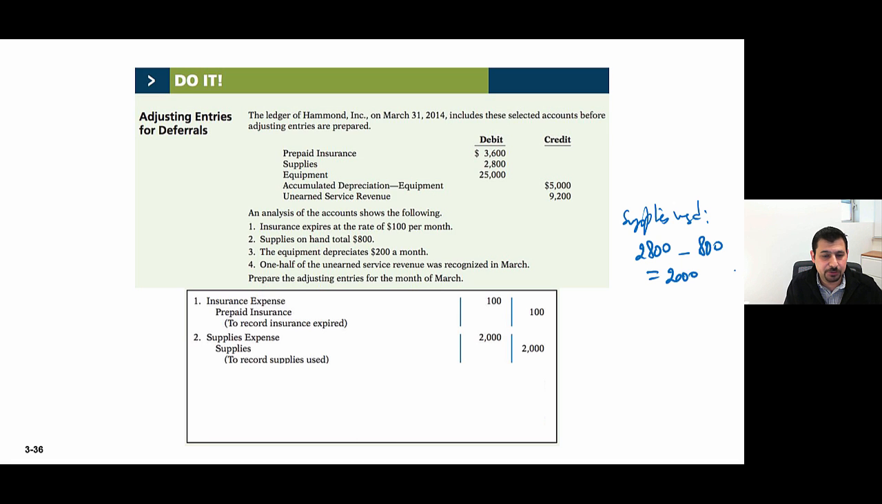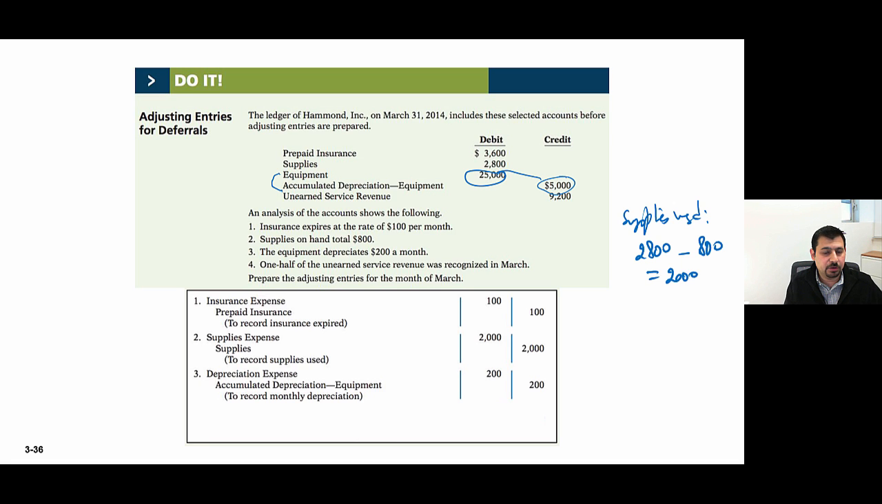The equipment depreciates $200 a month. So in this case, whenever we talk about depreciation, we debit depreciation expense, the amount of depreciation, and we credit accumulated depreciation for equipment. As you can see here, equipment and accumulated depreciation always come together. So equipment, always after that you find accumulated depreciation, equipment, and this 5,000 will offset this amount.